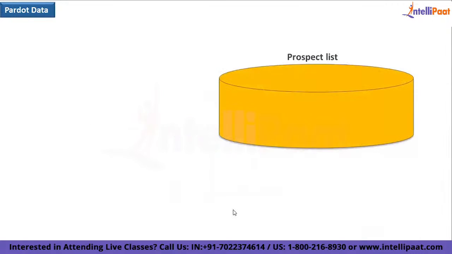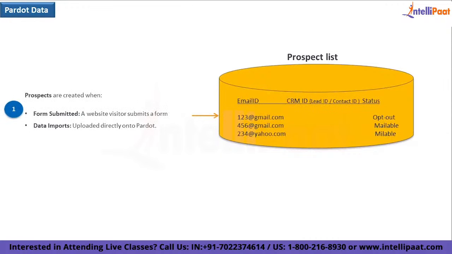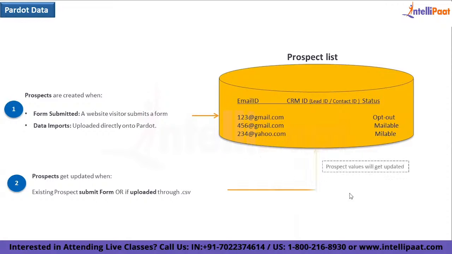Now, in this slide, I'm talking about the prospect list on Pardot. Let us say the prospects are created when a form is submitted or else the data is imported. Here you will see an email ID and the status. It might be opted out or mailable or whatever the status is. And you don't have a CRM ID here yet. Now, prospects get updated when existing prospects submit a form or are uploaded through a CSV. Whenever you re-upload the same email addresses, the prospect values will get updated. That's what happens within the Pardot platform.